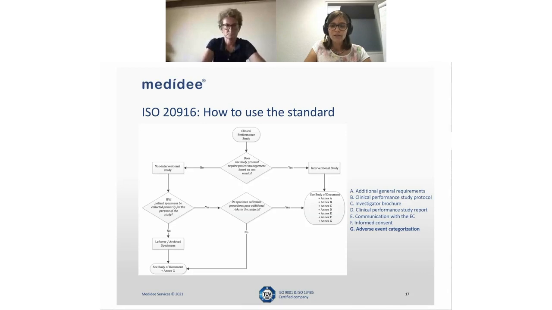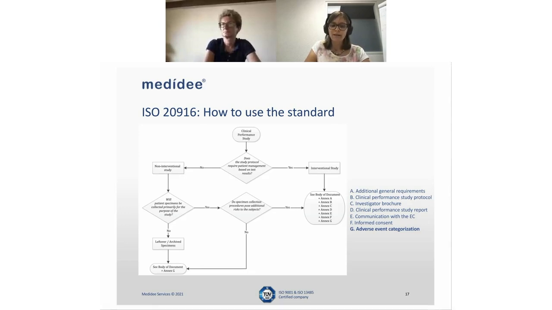is it an interventional study? If yes, you will need to fulfill all the requirements of the body of the document, plus Annex A, additional general requirements, Annex B, which is on clinical performance study protocol, Annex C, which is investigator brochure, Annex D, which is clinical performance study report, Annex E, communication with the ethics committee, Annex F, informed consent. All these annexes need to be taken into consideration as well.